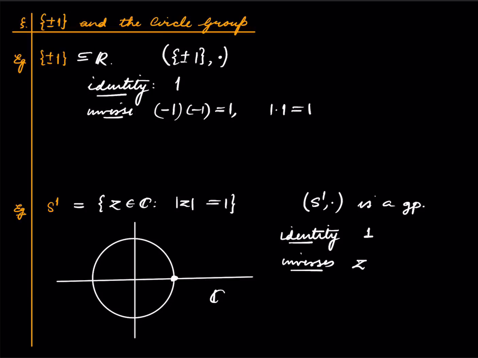well, if Z is in S1, if Z is a complex number of magnitude 1, then 1 upon Z is nothing but the conjugate of Z. Let me expand on that. So what I am trying to say here is that, oops, it's not working properly.